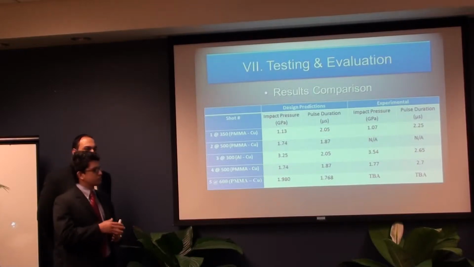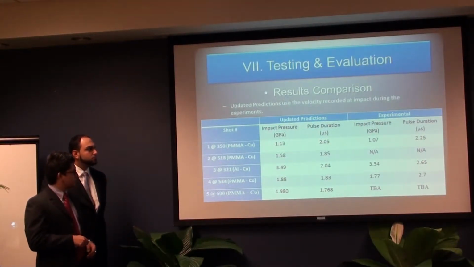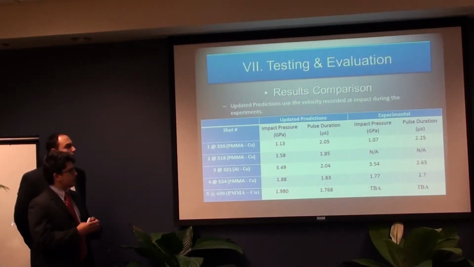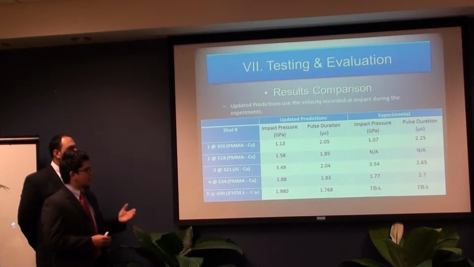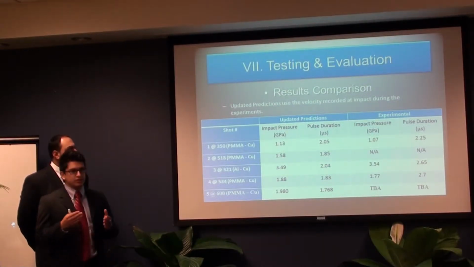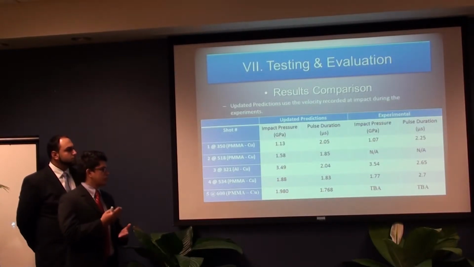Now, in order to improve our predictions, we want to use the actual speeds recorded during impact. The impact pressures come closer to what actually occurred in the experiments, but again, the pulse duration error remains, because those are theoretical improvements that we need to make later.